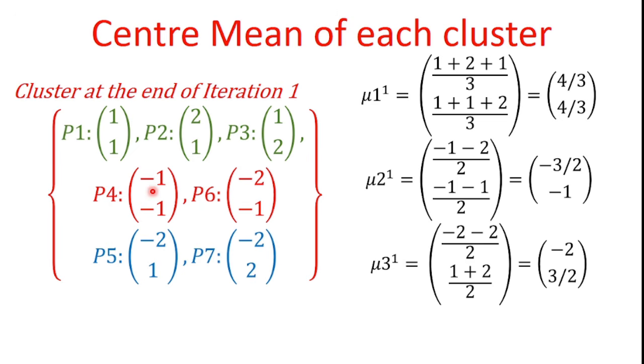Again, repeat the process from step number 2. We need to take the mean of all the individual clusters. So mu1 dash is equal to (1 plus 2 plus 1) divided by 3, which is equal to 4 by 3 again, and for the y point it is (1 plus 1 plus 2) divided by 3, which is equal to 4 by 3. And for the second cluster, mu2 dash is equal to (minus 1 plus minus 2) divided by 2, which is equal to minus 3 by 2. Same way, for y, minus 1 divided by 2, which is equal to minus 1. And same way, do it for mu3 dash. You will get minus 2 comma 3 by 2.